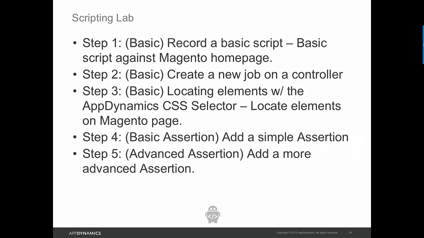Step 2, you'll actually log into a demo controller and create a job. Again, very simple, very straightforward. And if you're using this product in your own environment, it's something that you'll do quite often. Step 3, we'll flip over to Chrome and get you to install the AppDynamics CSS Locator, something that Renaud and Olivier created. It's near and dear to their hearts, but it's actually very useful. I use it every day. And what we'll do is we'll change one of the locators. And step 4, we'll do a basic assertion.